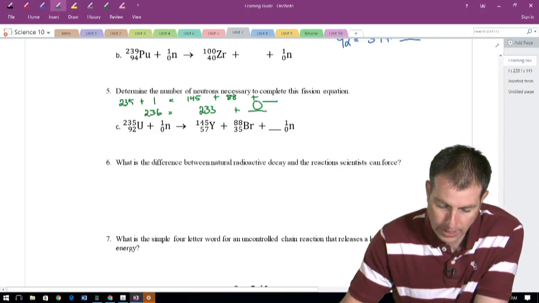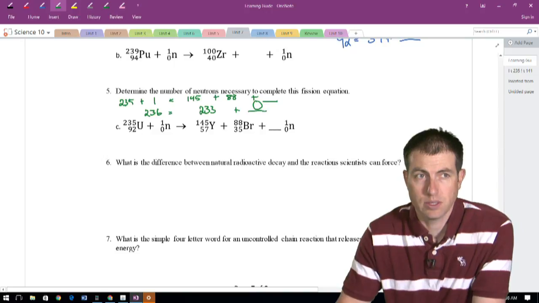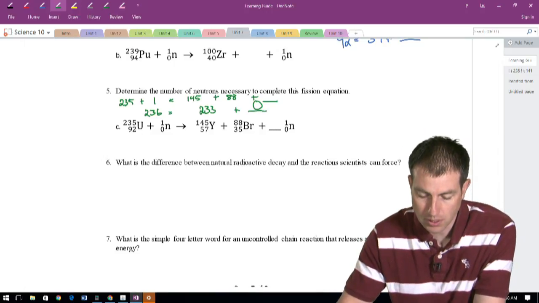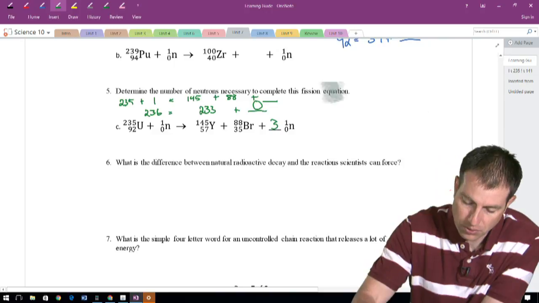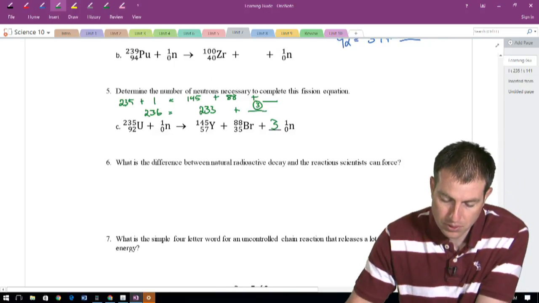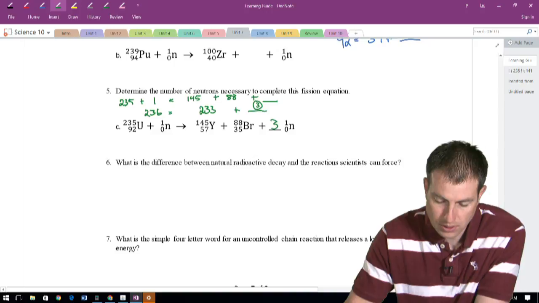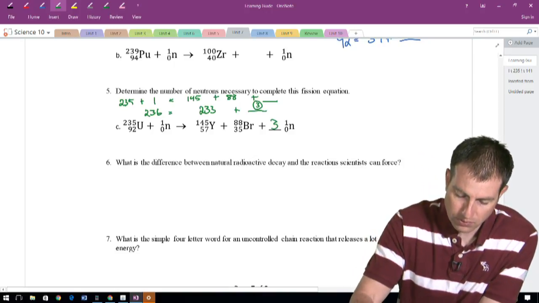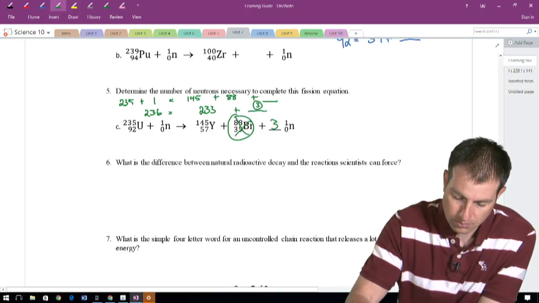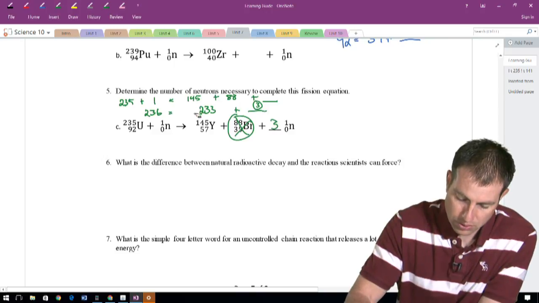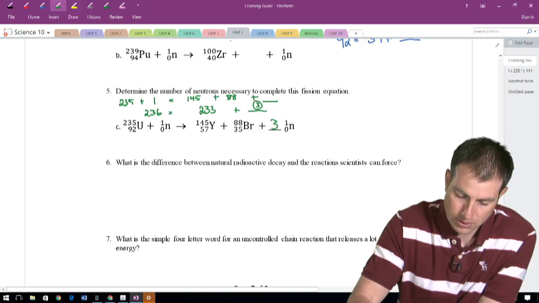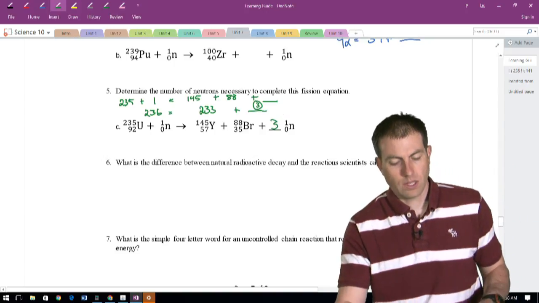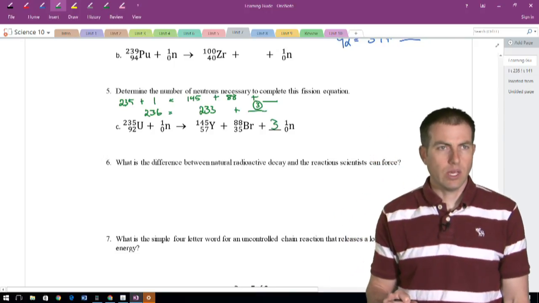So what does this blank have to be? It's kind of looking like a 3 at this point. 236 equals 233 plus 3. Because if I put in a 3 here, 233 plus 3 is 236. 236 equals 236 on both sides of the equation. So this one's a little bit different because instead of giving you a missing thing like bromine, it just says how many neutrons are produced. And in this example, we have 3 neutrons being produced. Are we okay with that?